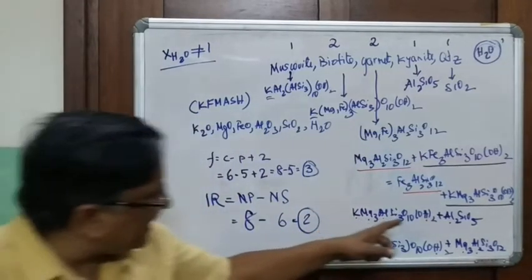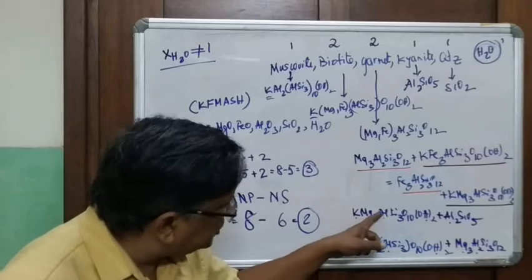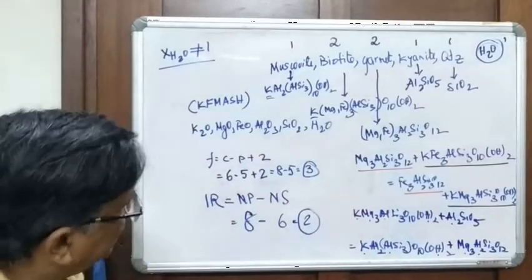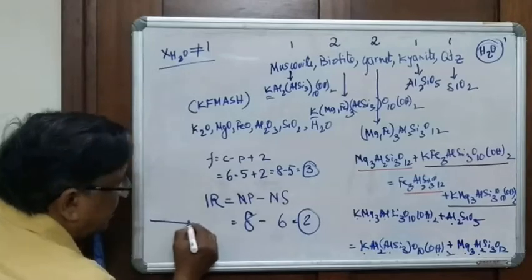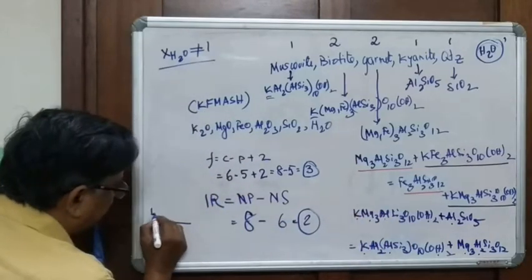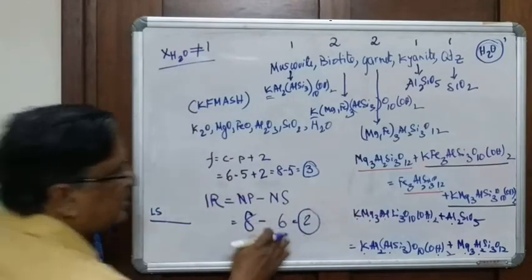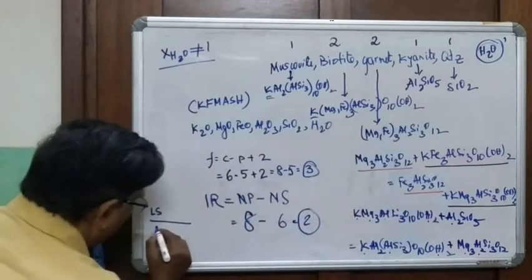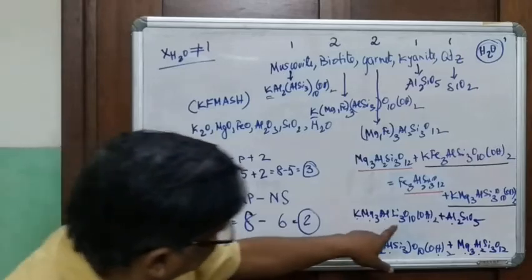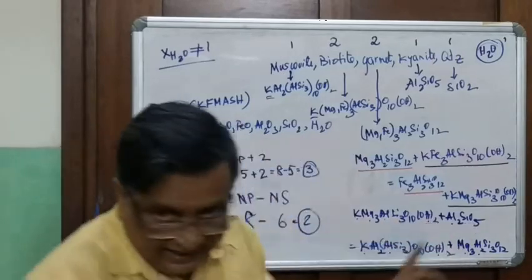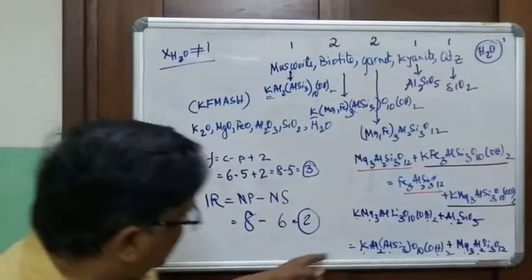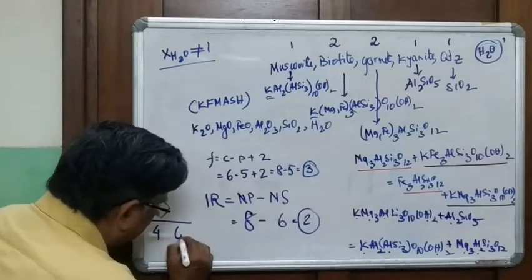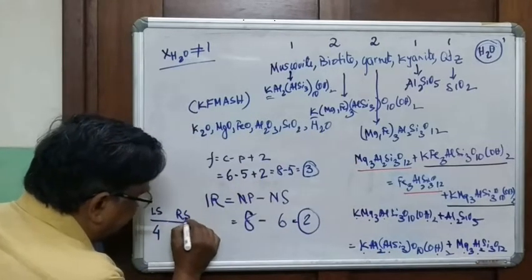So hydrogen is balanced, potassium, magnesium, aluminium, hydrogen is balanced. We look at silicon. Say on the left hand side, LH, left hand side, how many silicons are there? 3 plus 1, 4 on the left hand side. Right hand side, 3 plus 3, 6 on the right side.